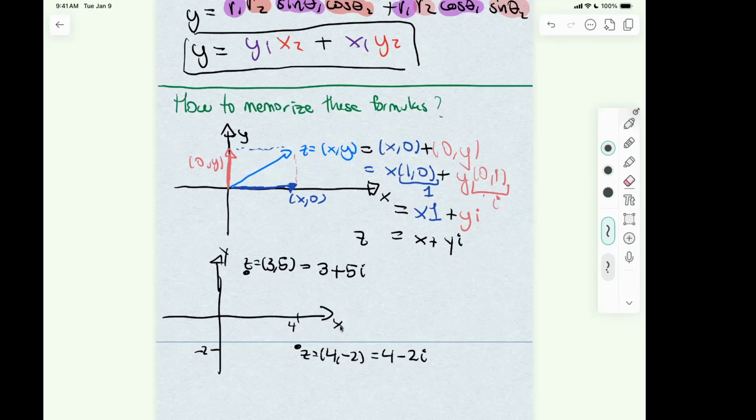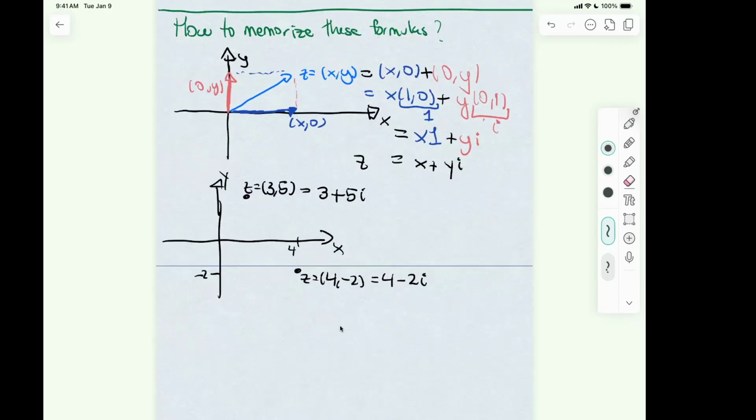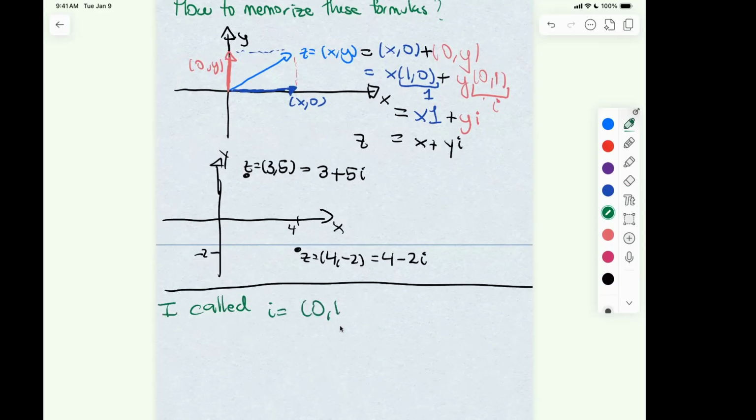So, why am I introducing this notation? Because it gives you the best way to memorize the product formula. With this notation, you can just find the product by foiling or distributing. But before that, maybe I should mention that i does square to -1. So I called (0, 1) i.